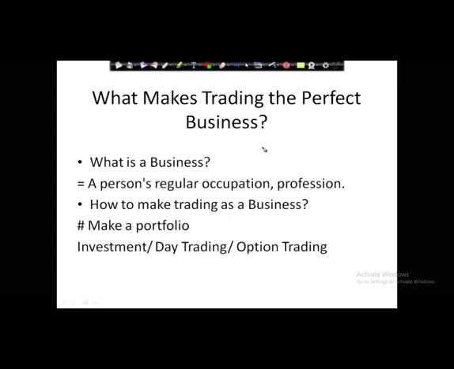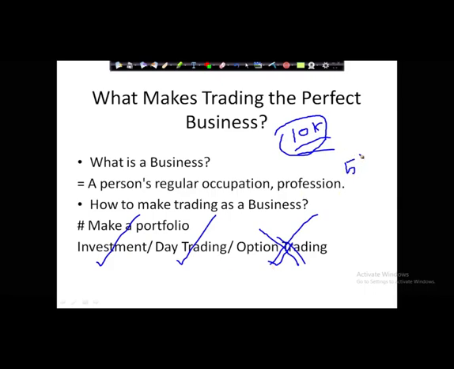So let me tell you. Suppose I have 10,000 rupees, 10K. I'm maintaining a portfolio. I never put my entire 10,000 in investment or in trading or options. Options need a large amount of money, so I'll tell you. All right, among the 10,000, I divide it into 5K and 5K.